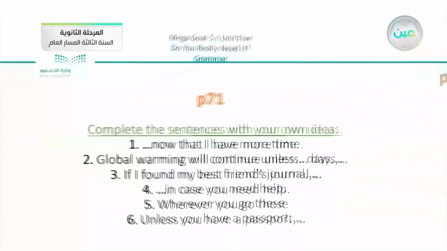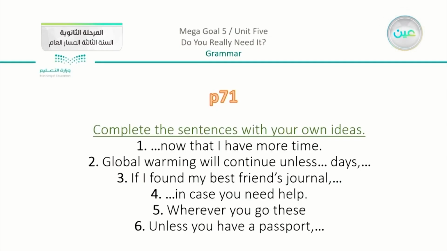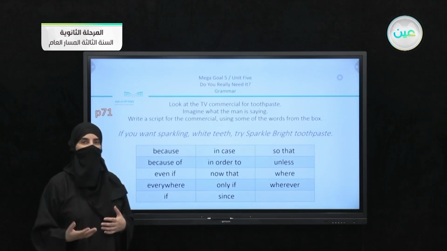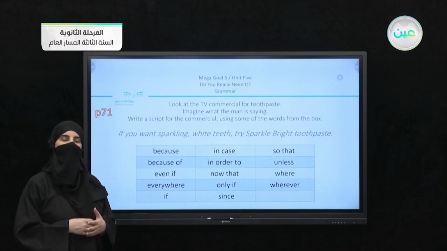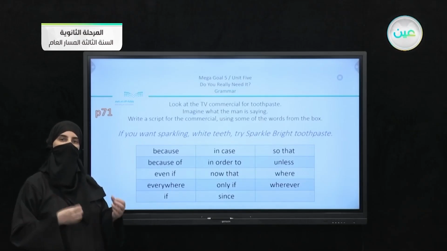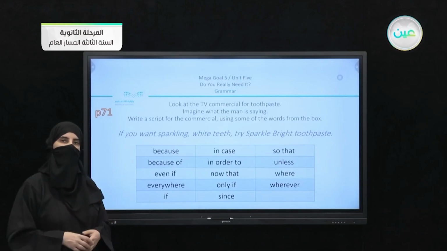Also, you do have on page number 71 to complete the sentences with your own ideas. So we have a free exercise here to complete using the correct conjunction based on your own ideas. And we have also the exercise about looking at the TV commercial for toothpaste. Imagine what the man is saying. Write a script for the commercial using some of the words from the box. Also, this is an open idea here. You can use your own ideas, but you have to be careful of choosing the correct conjunctions to form the correct adverb clause, and you can share with your classmates.